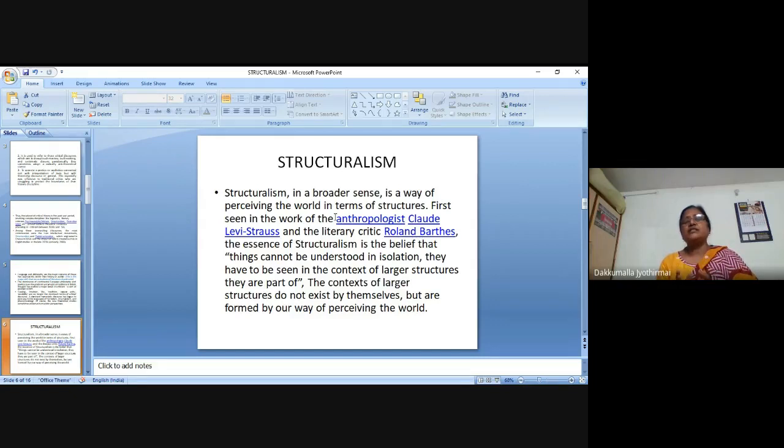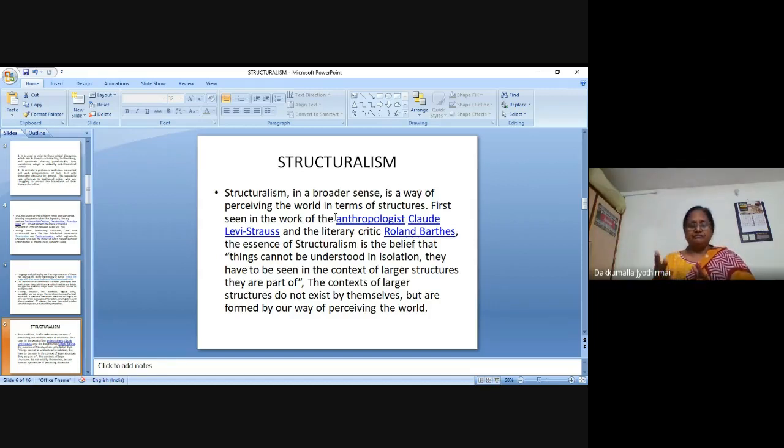Structuralism, in a broader sense, is a way of perceiving the world in terms of structures. So our understanding of different things in terms of structures is what is called structuralism. This ism is seen in the works of the anthropologist Claude Lévi-Strauss. As I told you, the modern or postmodern theory drew on so many disciplines, and actually the foundations of structuralism are found in anthropology. You will be wondering what we, the students of literature, have to do with anthropology.